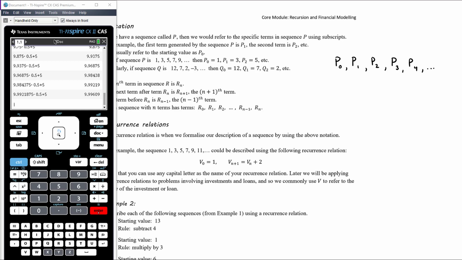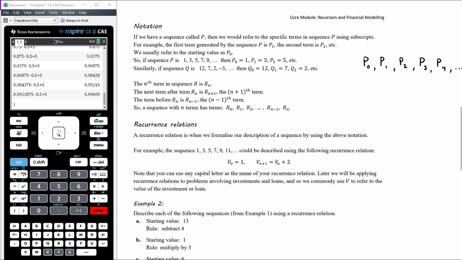Okay, so it's a subscript. It's not a superscript. We don't write P to the power of 0. That's not what this means. It is just the 0th term in sequence P, the first term in sequence P, the second term in sequence P. Okay, we're not squaring it or cubing it or whatever it might be. So a subscript, not a superscript, which is what a power is.